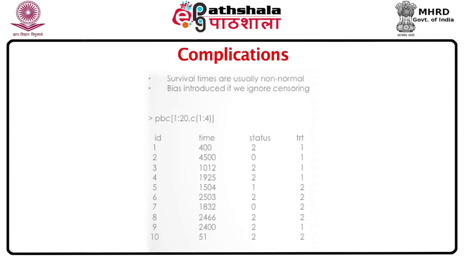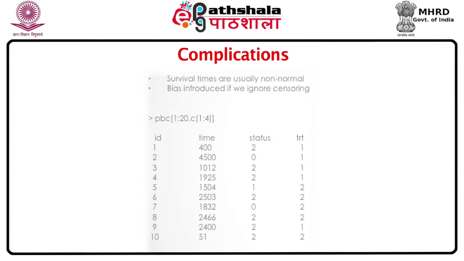Here is a well-known dataset in the survival library in R. It is called the PBC Dataset. There are 4 columns. The first is the ID, the second is the time, the third is the status, and the fourth is the treatment. So treatment is either 1 or 2. The status variable indicates whether or not the person has experienced the event at the point at which the study was terminated, or whether the person was censored.